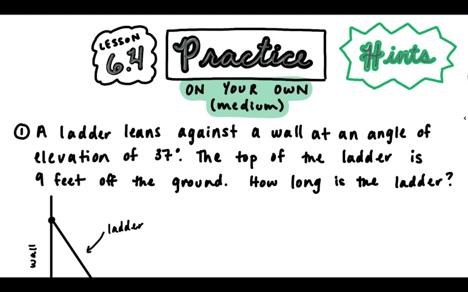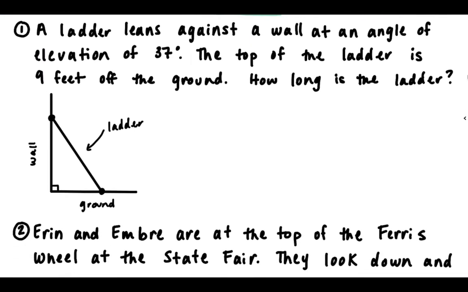For this hints video, we're going to go through labeling the diagram and then how we would set up our equation. Okay, so number one, we're going to read through this nice and slow and label our diagram as we go. First thing, a ladder leans against the wall at an angle of elevation of 37 degrees. So there's our first piece of information. Angle of elevation is 37. So we want to put that on our diagram. Remember, angle of elevation is from the ground up, or from horizontal up. So we're down at horizontal, we're going up to the ladder. So our angle of elevation is here, so that's 37.